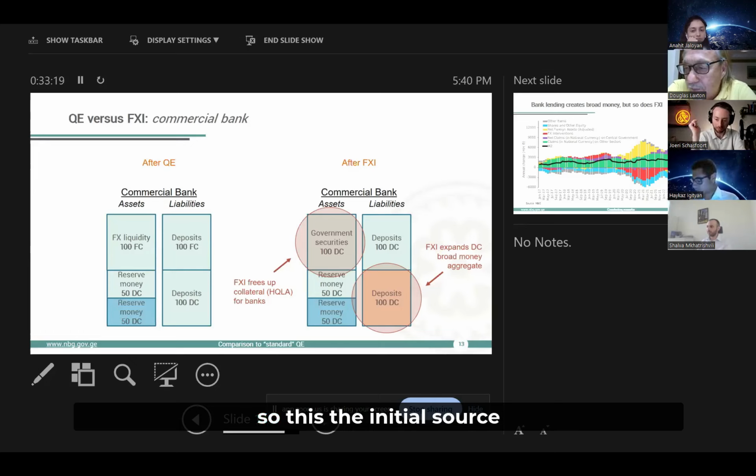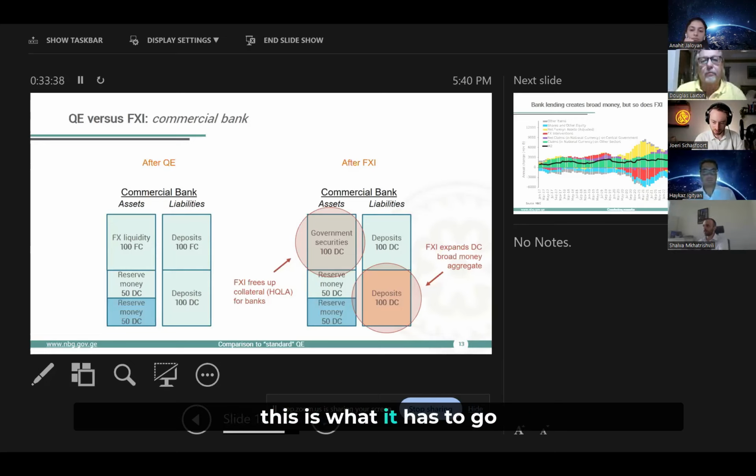So the initial source can be anything. That's what I meant by general equilibrium. In general equilibrium, the final effect as well as the initial cause can be completely the same. But when there is a step in this process concerned with what the central bank does, this is what it has to go through to convert, as you mentioned, this foreign currency money into domestic currency money. But overall, that's a good example.